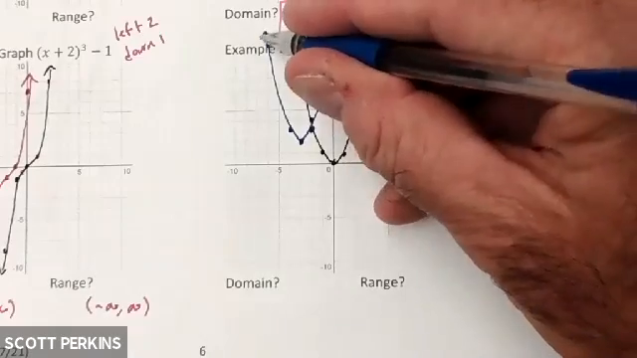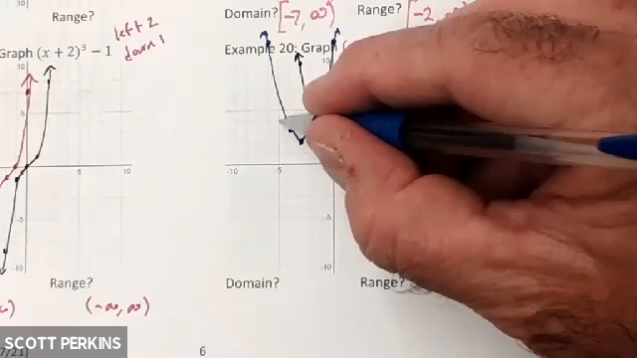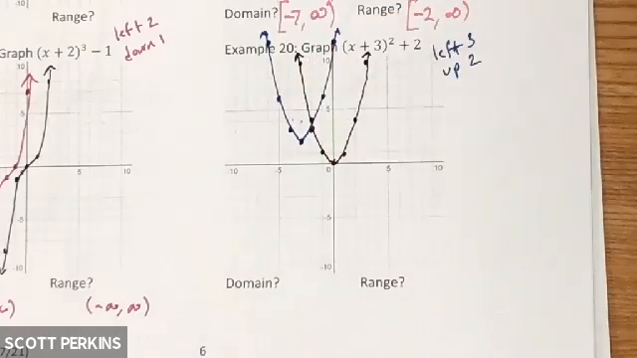Ooh, I missed a point. I missed this one right here. Left 3, 1, 2, 3, up 2. Perfect. My graph is great.